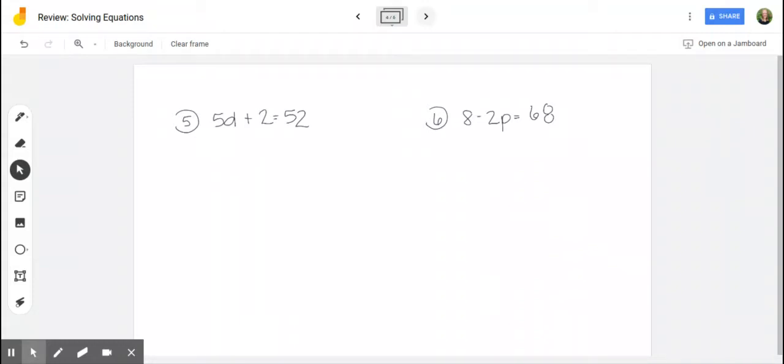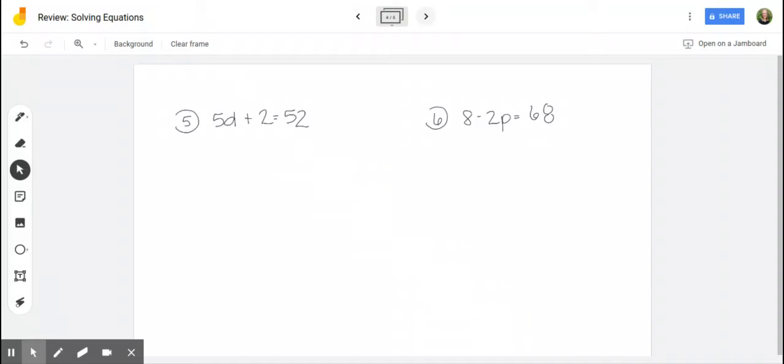All right, so number 5, it says 5d plus 2 equals 52. So the only thing that makes this problem a little bit different is that now instead of just having one number we need to get rid of, I see a 5 that I need to get rid of, and I see a 2 that I need to get rid of. Okay, so how do I know which one to do first, or does it matter? It actually does matter. And I want you to think of the 5 and the D as a pair. They go everywhere together until the very end.